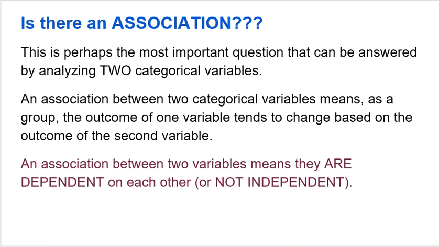So the opposite would be independence. Independence means that one variable does not impact another. So to truly understand this, let's take a look at a couple examples here, and then we'll look at a two-way table for how we could actually figure this out.